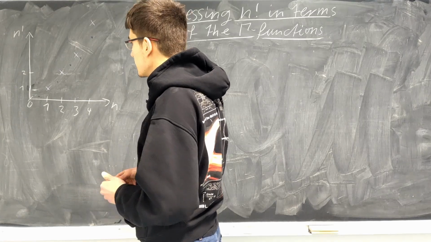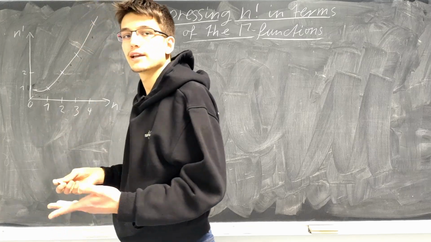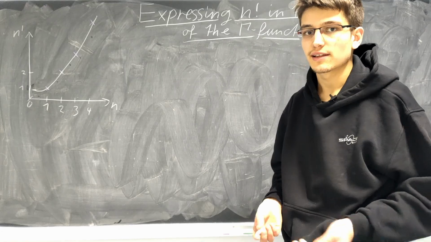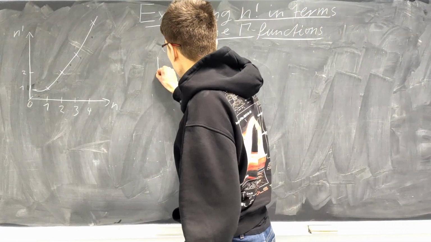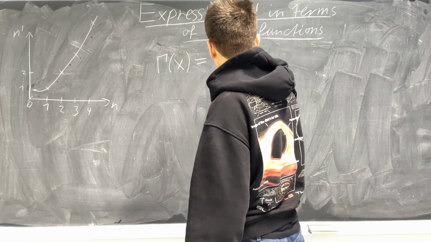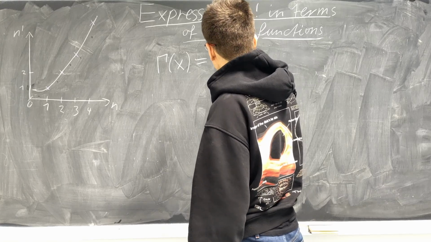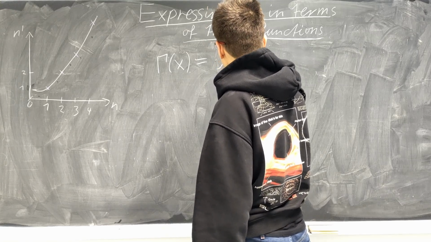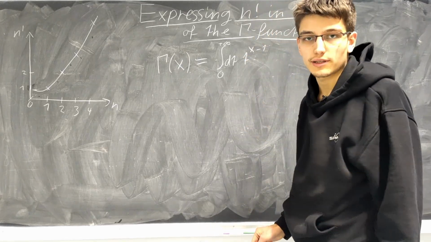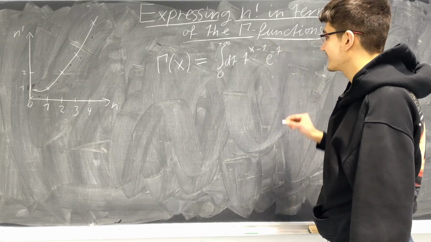So it would be really nice if we had a function that would fill in the gaps and is continuous in R. Does such a function exist? Yes, it does. It's called the Euler gamma function, which is a function of x: the integral from 0 to plus infinity dt, t to the power of x minus 1, e to the power of minus t.